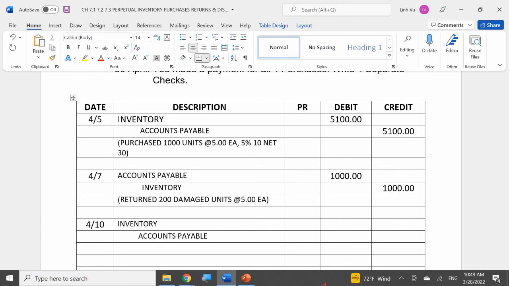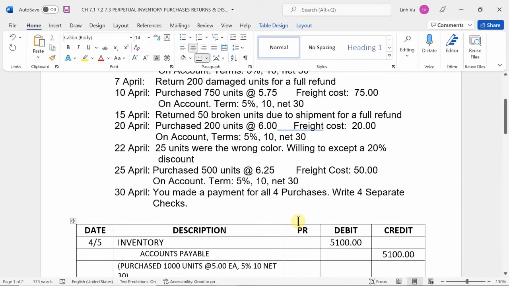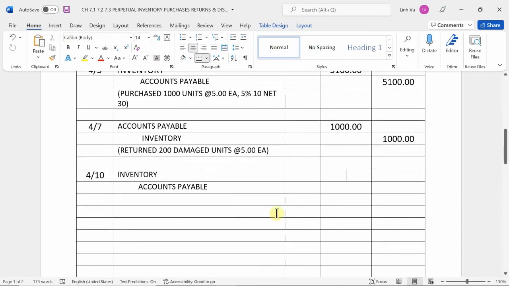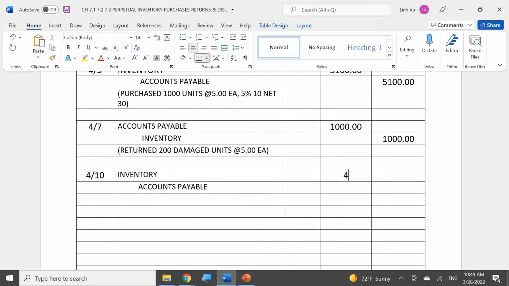Because in this case, if I bought 750 units at $5.75 each, we know what that is. That's 4,312.50. But we have to include the $75 of freight. So my grand total here is 4,387.50. Is that right? Yes.